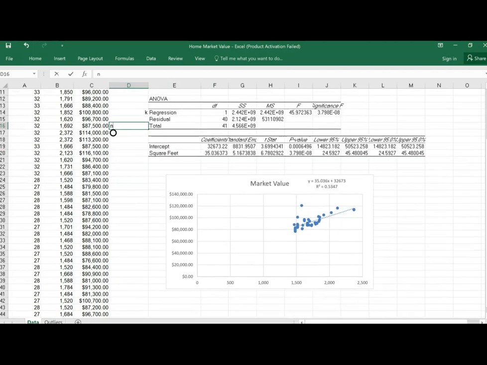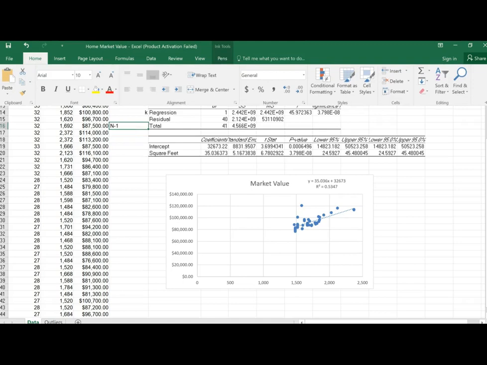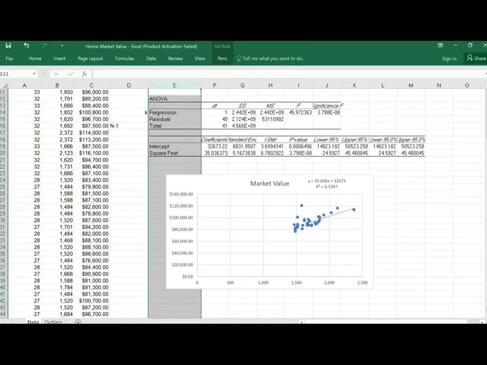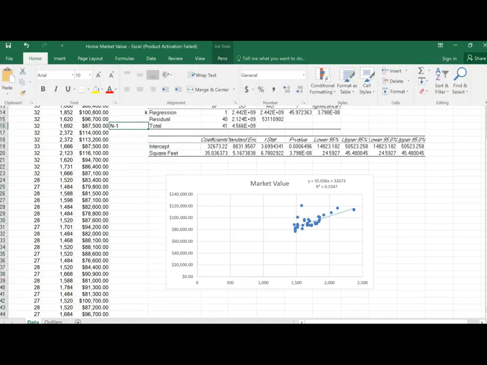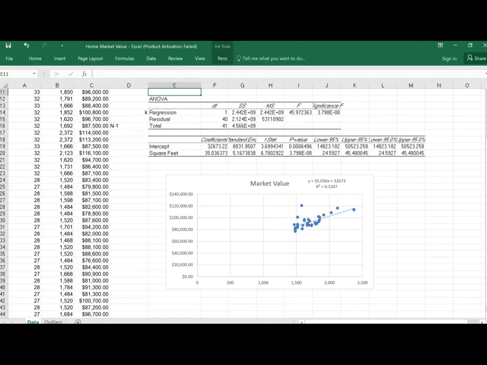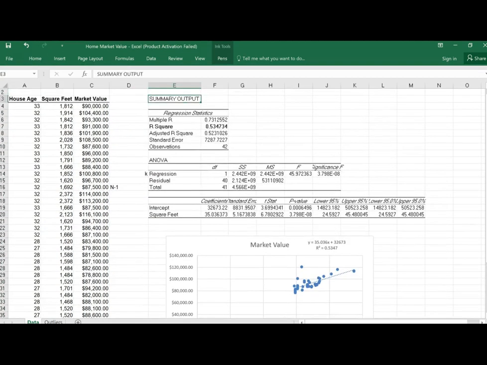The total degrees of freedom is n minus 1, where n is the number of observations that we have in our data set. So what do we got? Total is 41, which was 42 minus 1. Regression was 1 because you had one variable on the right-hand side.